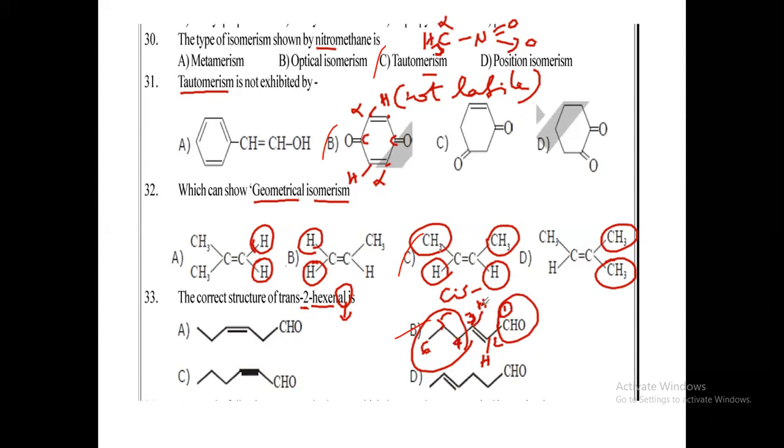Now check it here. Hydrogen is above the plane, hydrogen is below the plane. Similar groups are on opposite sides here. So it is what now? Trans isomer.